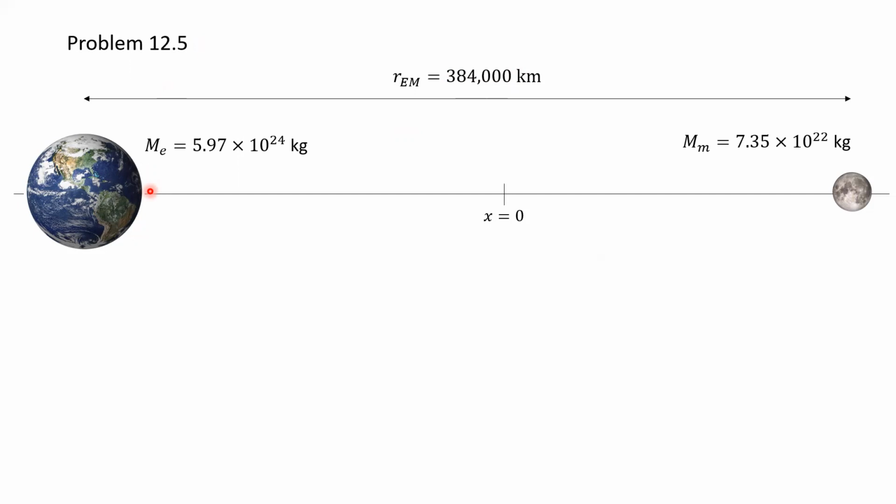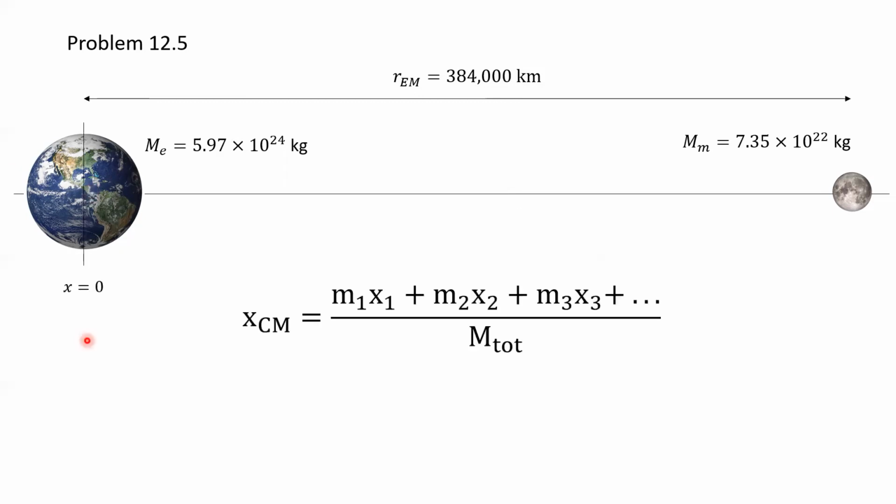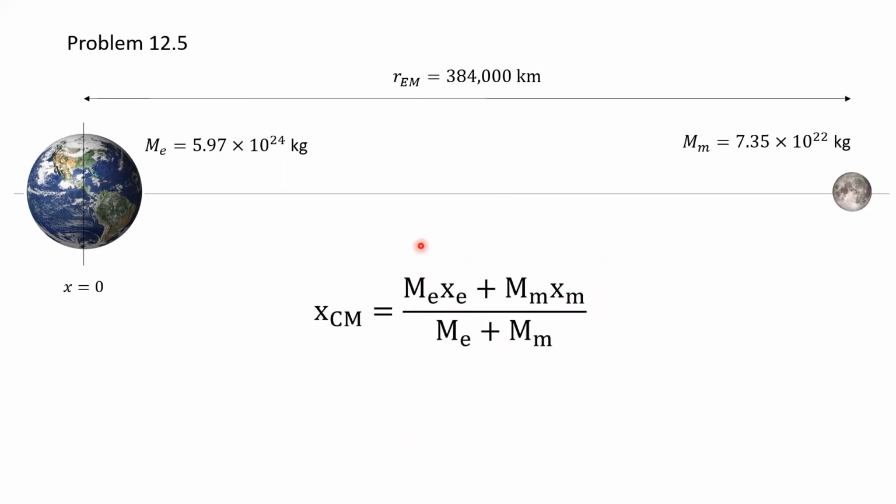So make things easier on yourself. Usually, it makes sense to put the origin at the center of one of your objects, and you'll see why in a moment. So I'm going to put the origin for the x-axis at Earth's center, and then implement the definition of the center of mass. Now, we've only got two masses here, so this is pretty simple. Take the Earth's mass, multiply by Earth's x-coordinate, plus the moon's mass times the moon's x-coordinate, and then divide by the total mass. And maybe you see now the advantage of putting the origin here.